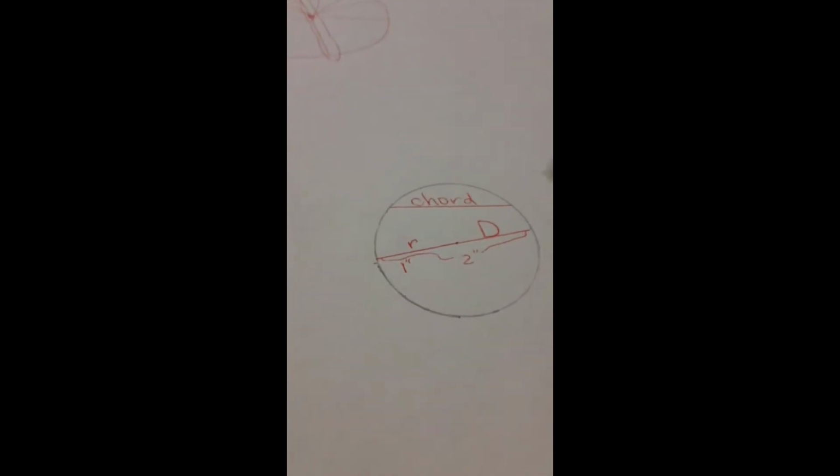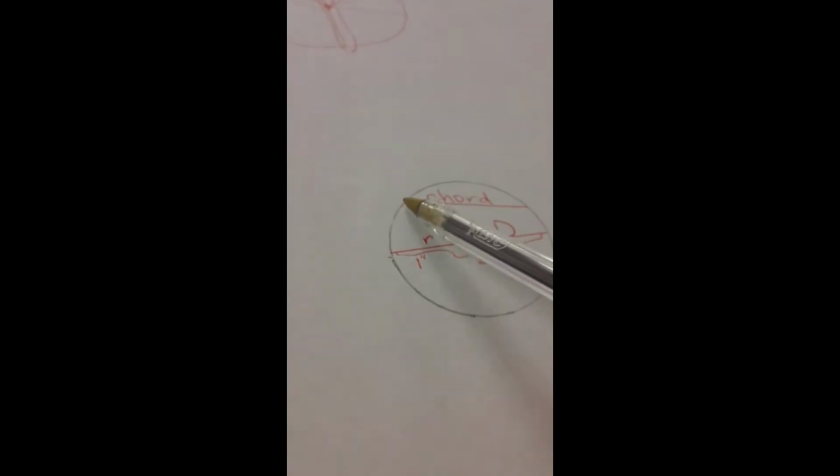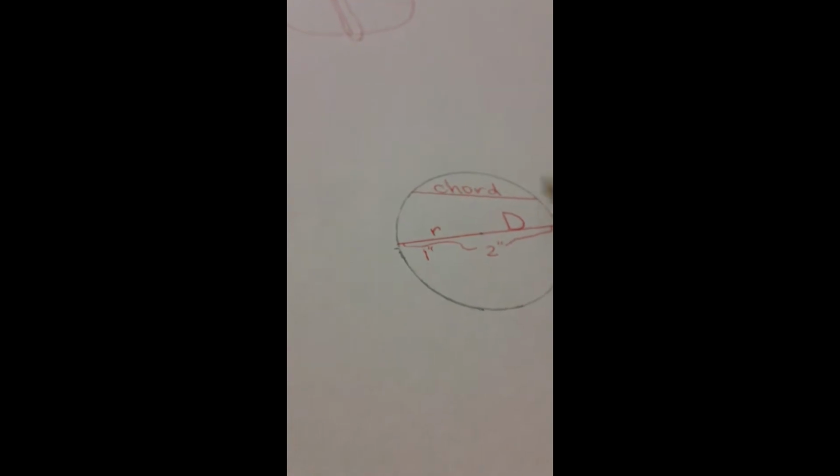And in the book it says, is a diameter a chord? Well, the answer would have to be no, because the chord just goes from one side of the circle to the other. But the diameter goes from one side through the center all the way to the other side. So the diameter has to go all the way across in order for it to be a diameter.